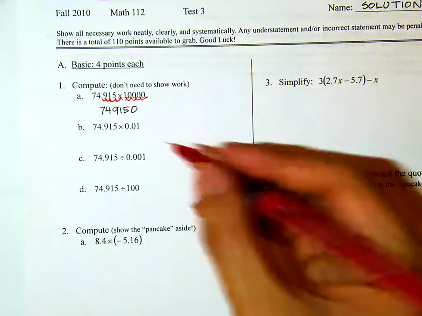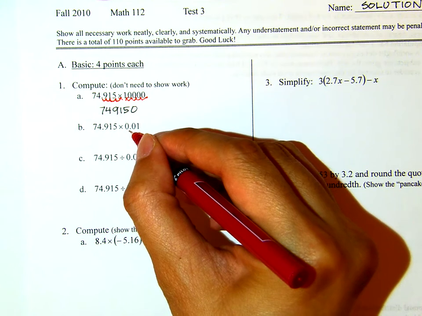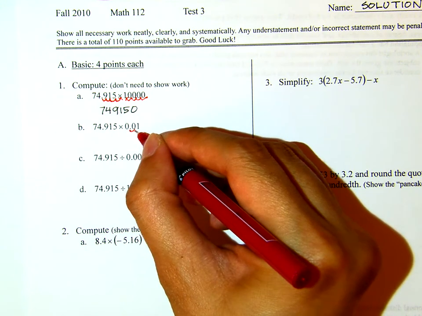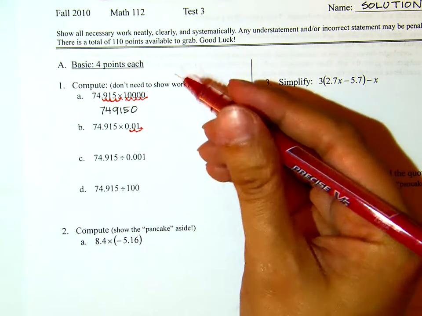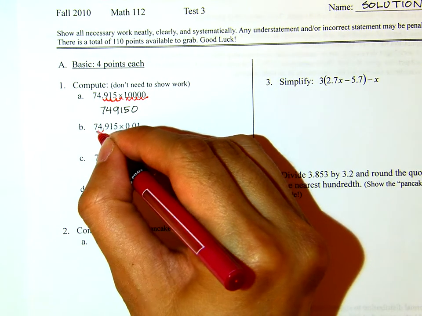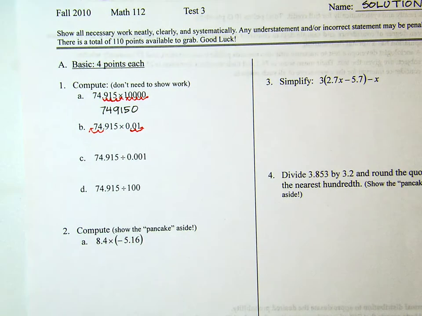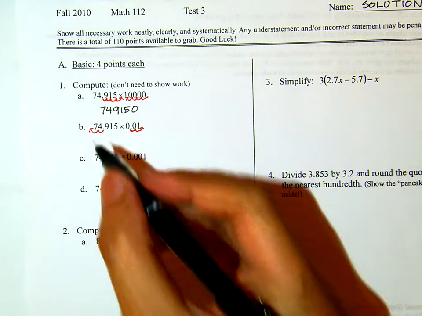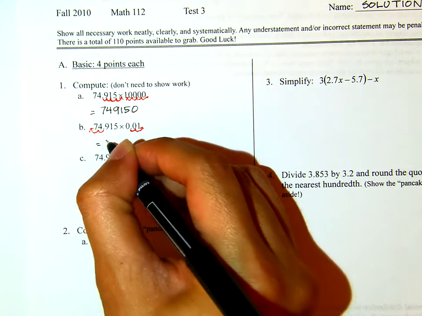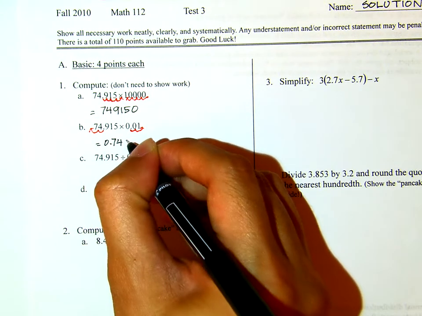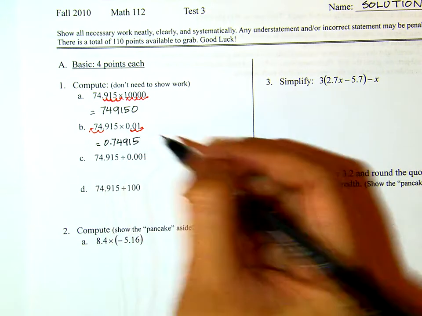Part B, we will do the same thing. The decimal point is here. To make it 1, I will move the decimal point twice to the right. Therefore, here I move it twice to the left to compensate for that. Then this will be 0.74915.